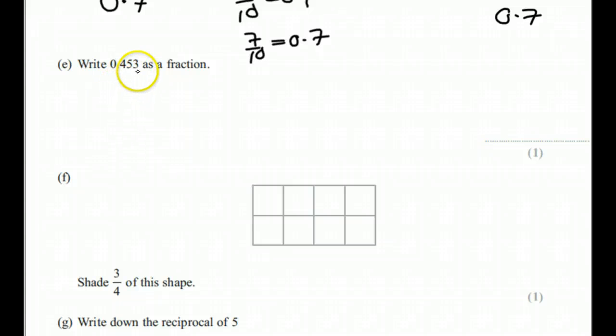In a slightly opposite way, for 0.453, it goes all the way to the tenths, hundredths, thousandths column, and because the last number in it is in the thousandths column, we can write it over 1,000.